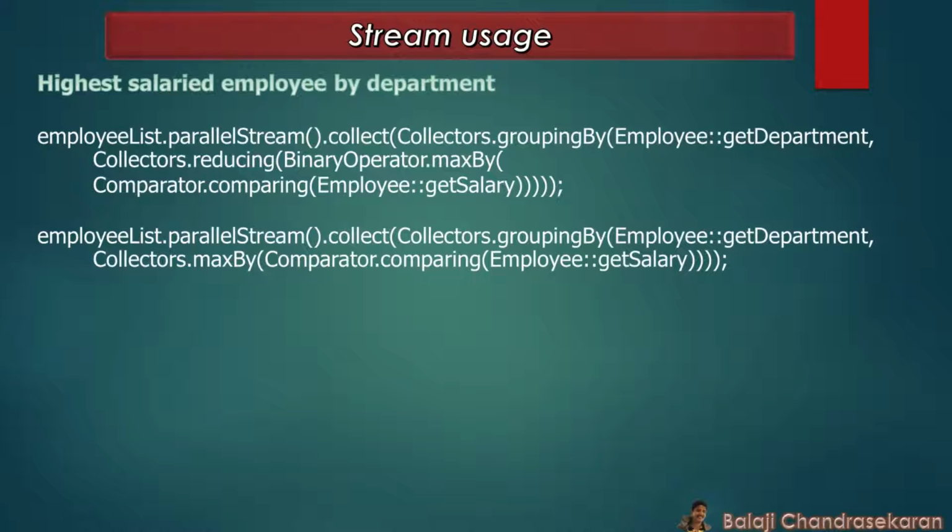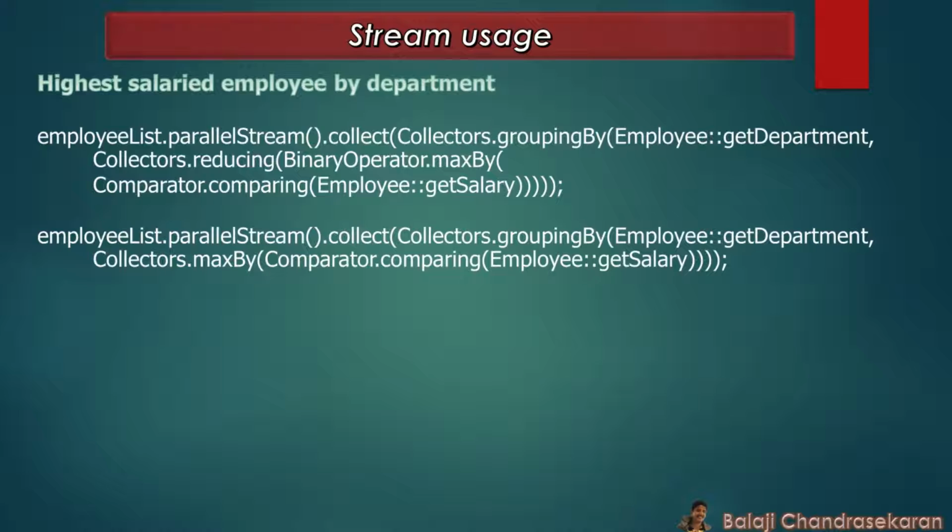The maxBy method in the BinaryOperator class specifies the operation to find the maximum employee based on the salaries using a comparator. We need to use the minBy method if our need is to find the minimum salaried employee.